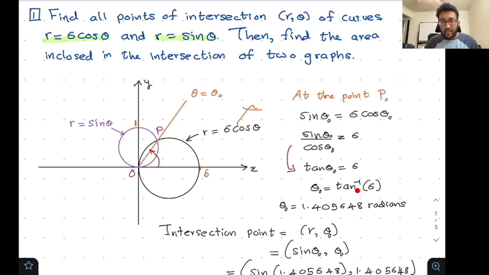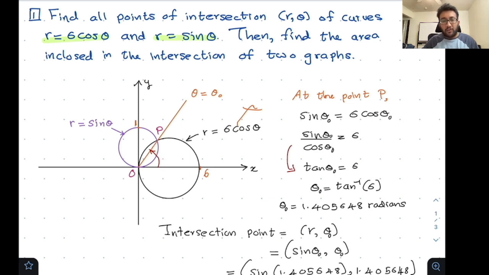So if you use the calculator and evaluate this value, you will obtain this value in radians, right? And be careful when you are finding the inverse trig functions. Always check that your calculator is in radian mode or not, right? Because in polar form we are interested in radians, so theta naught should be in radians, right? So I found theta naught. I hope up to that point it is clear, right? Okay, now I know the value of theta naught, right? That means I know this angle, right?